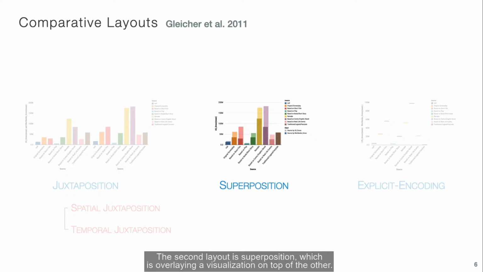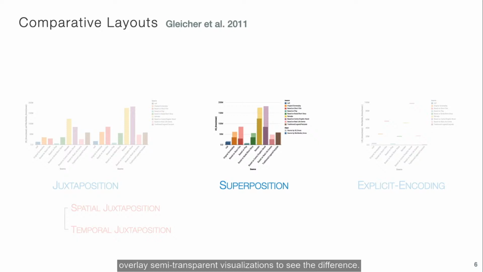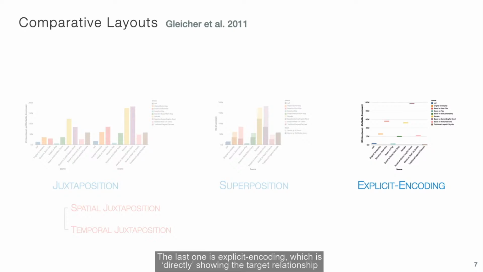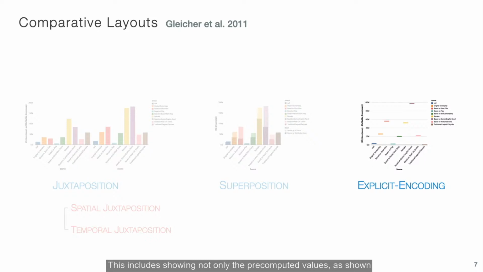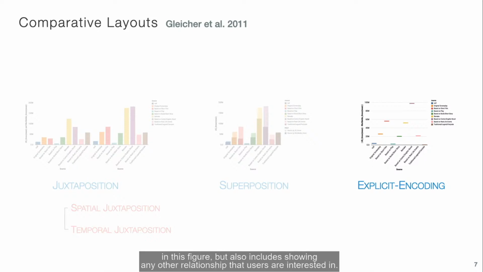The second layout is superposition, which is overlaying a visualization on top of the other. This is sometimes called the see-through technique, since people commonly overlay semi-transparent visualizations to see the difference. The last one is explicit encoding, which is directly showing the target relationship that people want to see. This includes showing not only the pre-computed values, as shown in this figure, but also any other relationship that users are interested in.